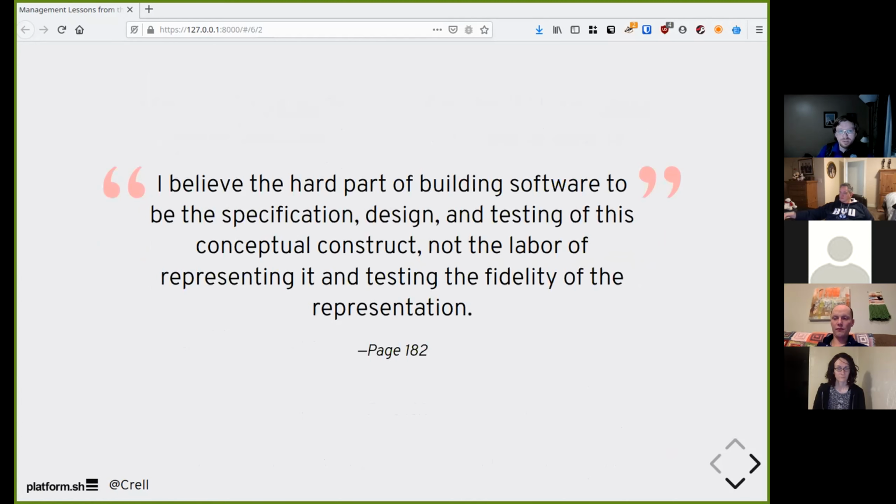I believe the hard part of building software to be the specification, design, and testing of the conceptual construct, not the labor of representing it and testing the fidelity of the representation. Remember, he was writing at a time when executing a program to see if it works required picking up your stack of punch cards, carrying it down the hall, taking the elevator down to the basement, walking down the hall to the room with the computer, handing your cards to an operator, going back up to your office, waiting 2 hours to come back and have your operator hand you the stack of cards and say, there was an error on card 497, have fun.